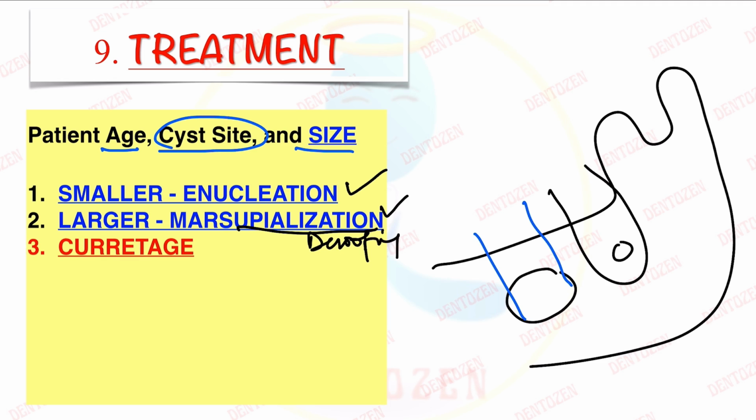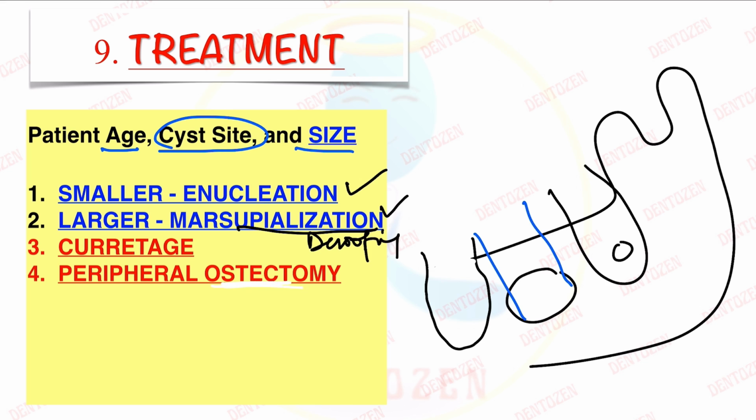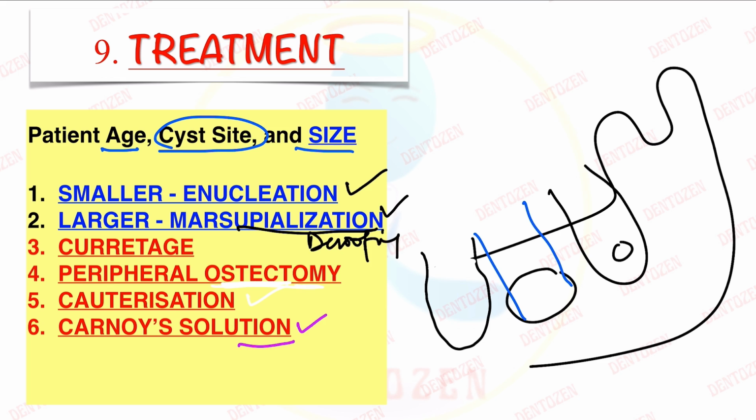So along with that, we can do curettage. That is, the bony cavity which remains behind after the removal of the cyst, we have to curette the remaining tissues with curettes. We have to do peripheral ostectomy, bone removal. Margins of bone are removed using electrical cautery, or we can use Carnoy's solution which contains chloroform. It is applied over the bony cavity to make sure that nothing is left behind and there is no recurrence.